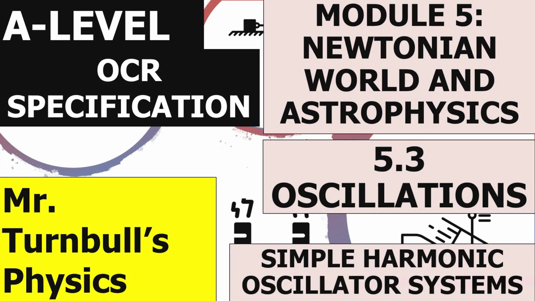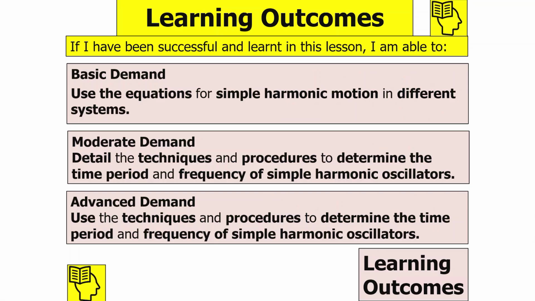Hello and welcome to this lesson for OCR A-Level Physics in Module 5, the Newtonian World and Astrophysics, in the topic of oscillations, looking at the concept of simple harmonic oscillator systems. So if we've been successful in today's lesson, we should be able to use the equations for simple harmonic motion in different systems, detail the techniques and procedures to determine the time period and frequency of simple harmonic oscillators, and then finally determine the time period and frequency of simple harmonic oscillators.